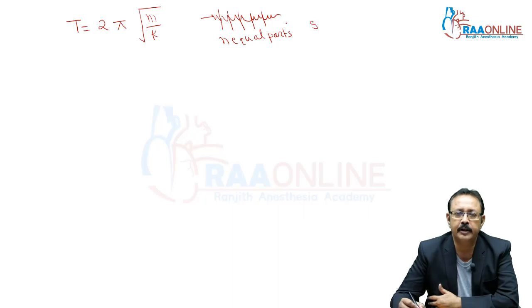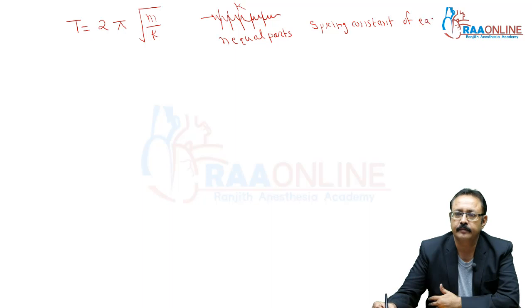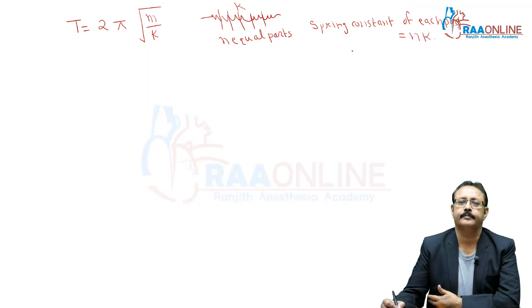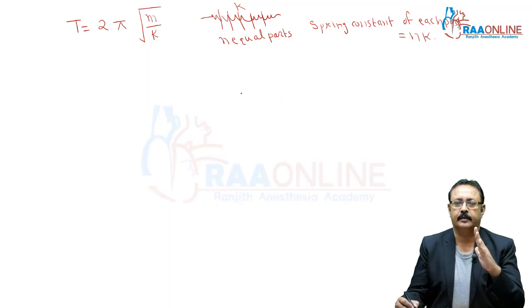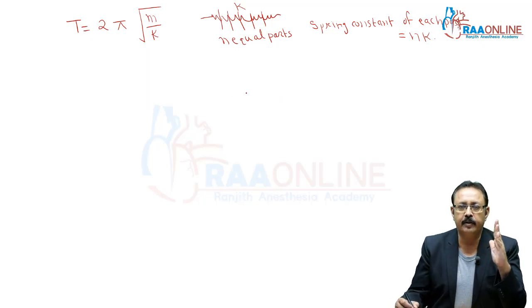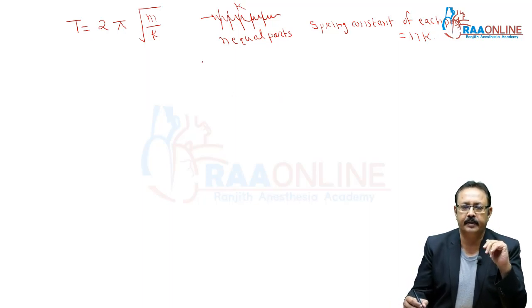if initially the spring constant was k, now the spring constant of each part will become nk. If you are cutting your spring in n equal parts, the spring constant will be n times.